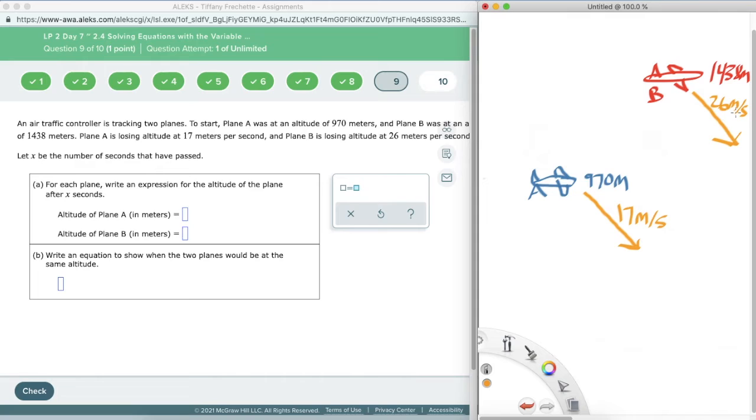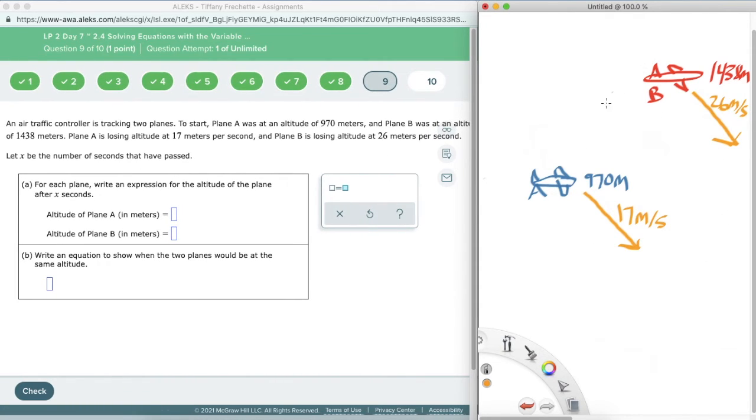So here's my kind of picture. I like drawing the picture so we can see what's happening. We have two planes at different altitudes. They're both descending, coming down, but at slightly different speeds. This one's a little slower because it's only losing 17 meters per second. This one's going a little faster at 26 meters per second. So for each plane, write an equation for the altitude of the plane after X seconds.